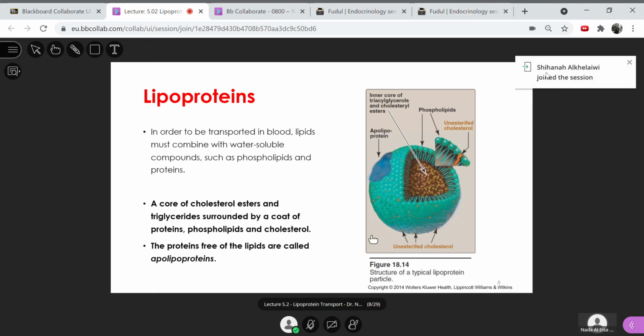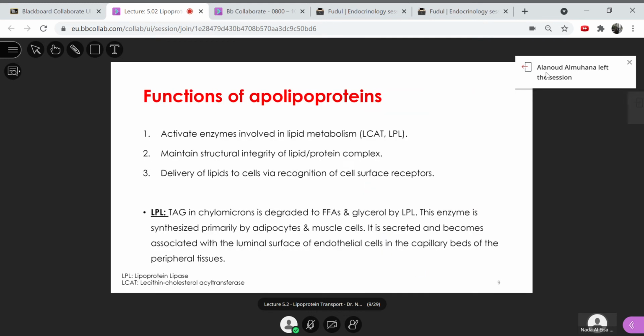So the protein component of the lipoprotein without the lipids is what we refer to as apolipoproteins. And they serve multiple important functions in the lipoprotein particle. First, they maintain the structural integrity of these particles, the lipoproteins. Also, they are important activators of some enzymes involved in lipoprotein and lipid metabolism, such as lipoprotein lipase and LCAT. We will get into these in a minute. They are also important cell surface recognition particles, allowing recognition by cell surface receptors.